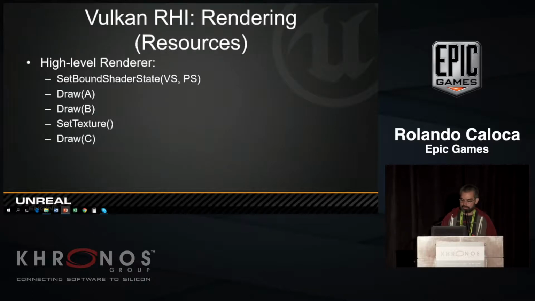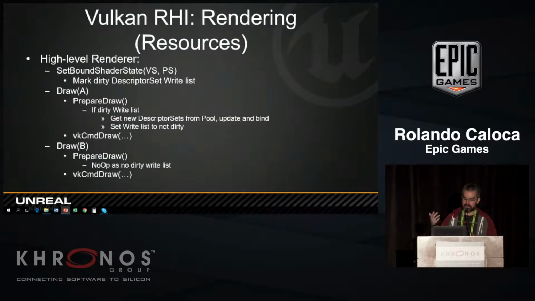For resource setting in the engine, it's a similar pattern. We have set bound shader state, a couple of draw calls, then we switch a texture, and then we draw again. What's happening under the hood is the same thing. On set bound shader state, we have a list of descriptor writes, the write list, so we mark that list as dirty. On the first draw call, prepare draw, we check if it's dirty. If it is, then we allocate a new set of descriptor sets from the pool, update and bind it, and then we mark this write list as not dirty.